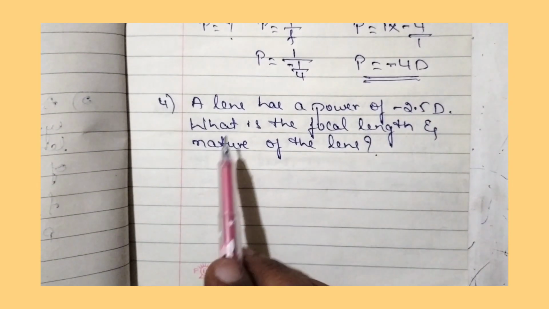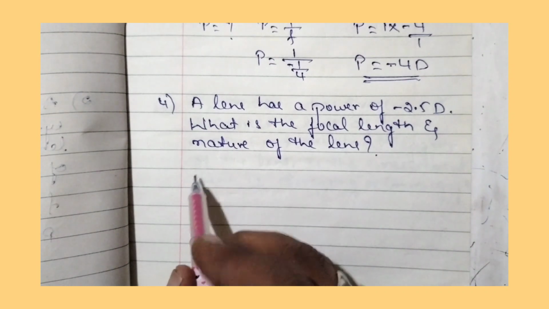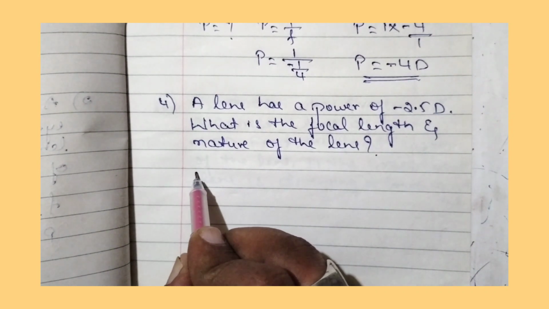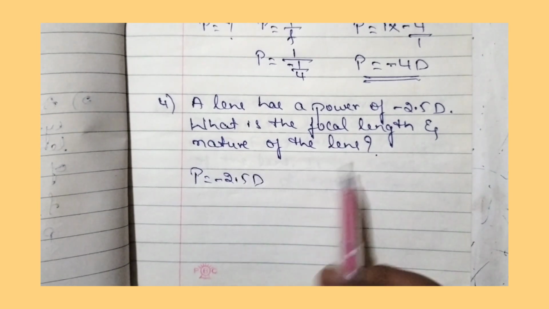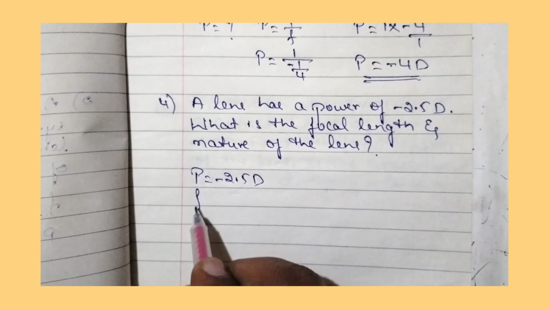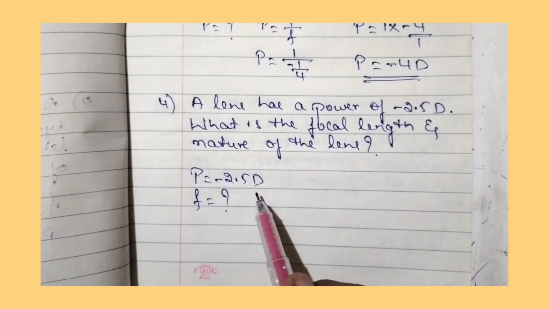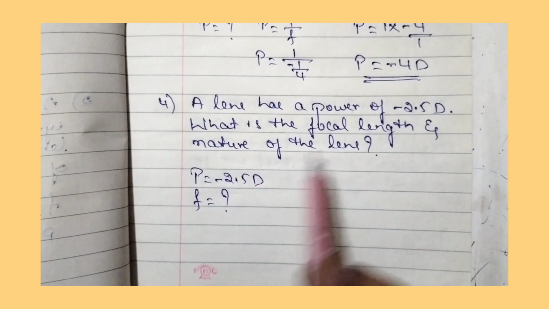A lens has a power of minus 2.5 diopter. So power is given as minus 2.5 diopter. What is the focal length? F is equal to question mark. And what is the nature of the lens?